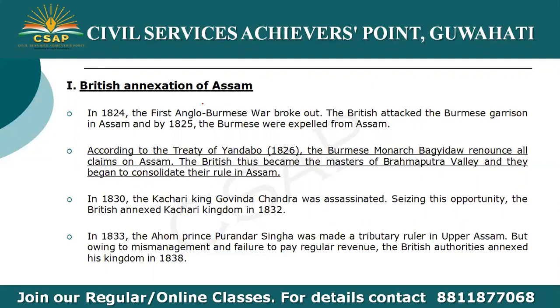In 1830, the Kachari king Govinda Chandra was assassinated. So seizing this opportunity, the British annexed the Kachari kingdom in 1832. After the Treaty of Yandabo, the British not only annexed the Ahom kingdom, but also tried to annex the neighboring kingdoms, and slowly they consolidated their rule in the entire northeast or the entire Assam. In 1833, the Ahom prince Purandar Singha was made a titular ruler in Upper Assam. But owing to mismanagement and failure to pay regular revenue, the British authorities decided to remove him and finally annex the Ahom kingdom under the British Empire.